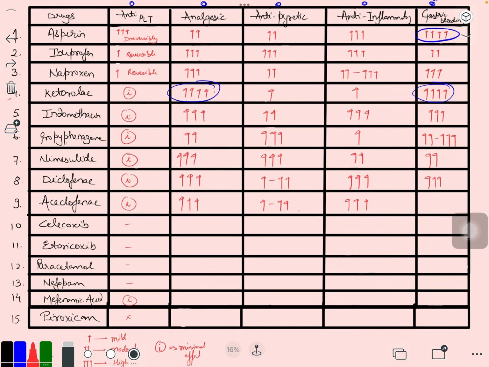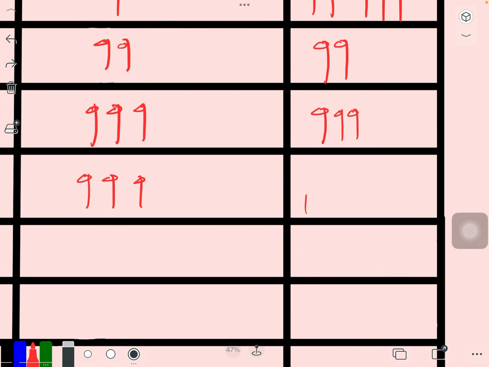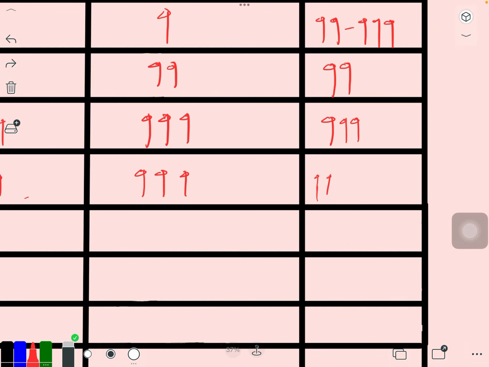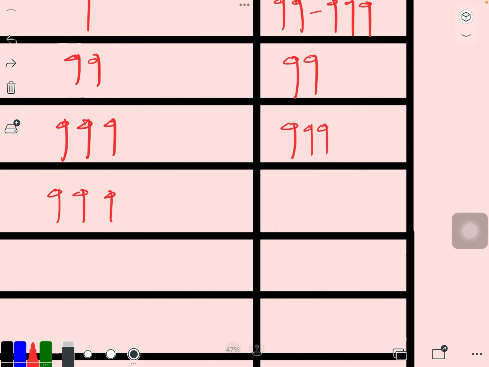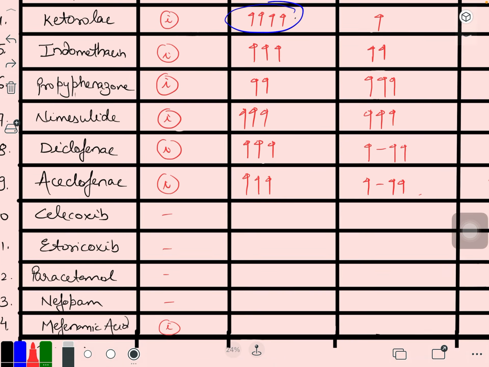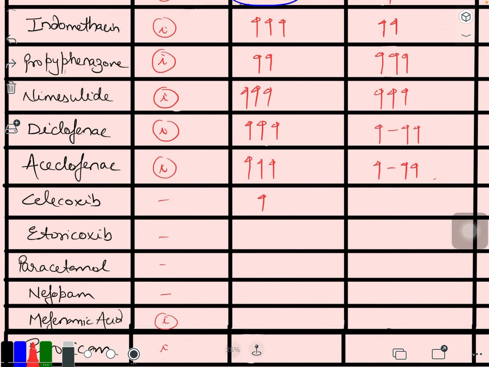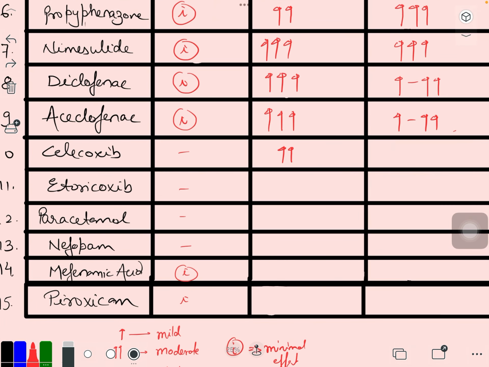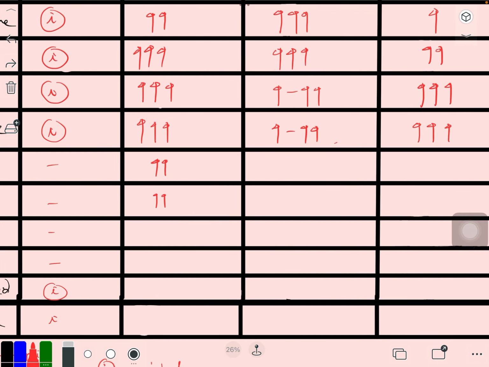Right. So this was a table. We are almost about to finish this table. So for the aceclofenac, we have less risk than diclofenac in causing gastric bleeding. Right. For the celecoxib, let's finish it off faster. It has mild, and for the toricoxib also, same drug, it has the same properties as well.